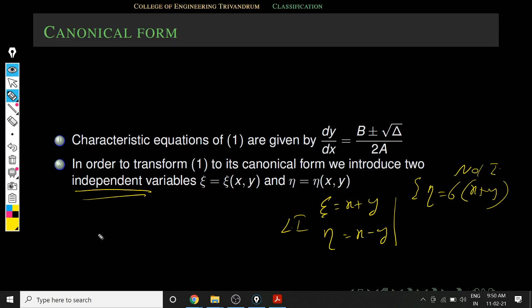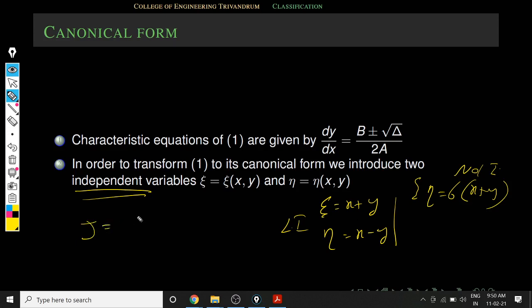Or we have another technique to find whether they are independent or not. This is the simplest technique. You just simply check whether they are scalar multiples of one another or not. That's all. The other mathematical technique is you find the Jacobian and check whether the Jacobian is 0 or not.